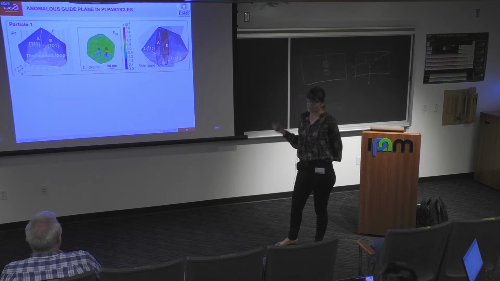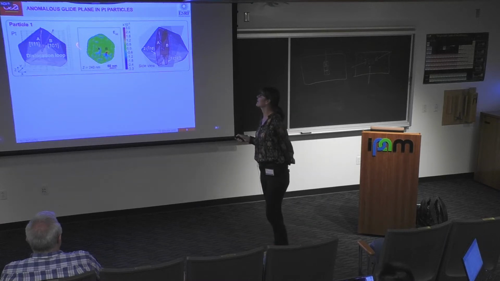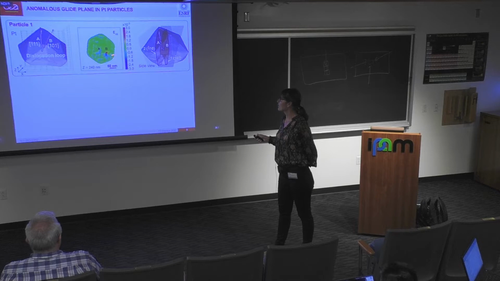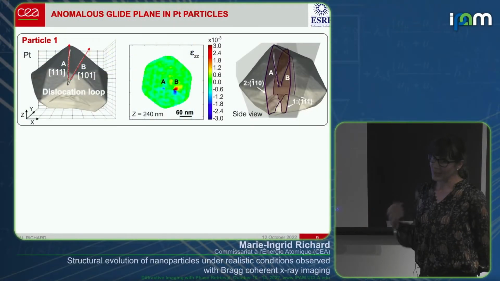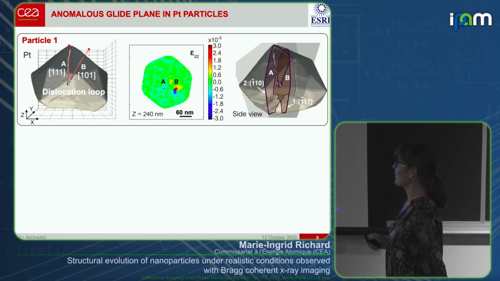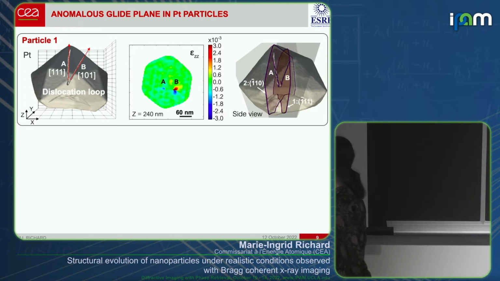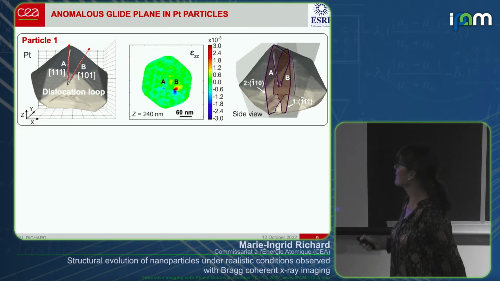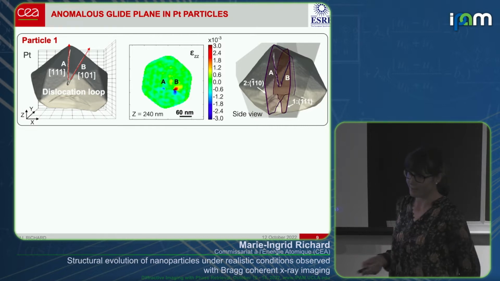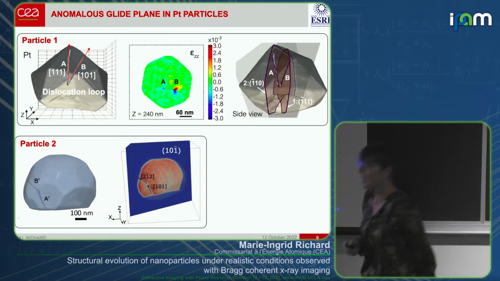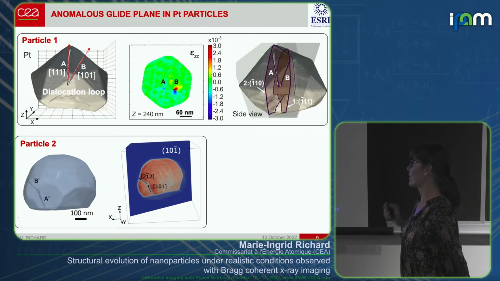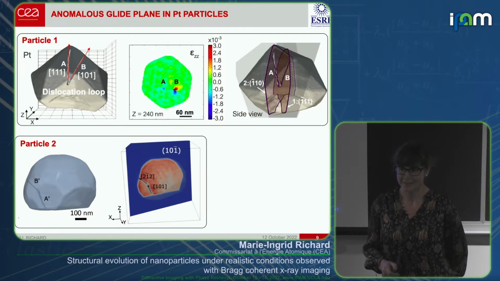But most of the time phase unwrapping works, so we can get the strain around the different segments of the dislocation. And here again it was quite interesting because it's a platinum particle. What we observe is that one segment of the dislocation lies in a 110 plane. We measured another platinum particle, and the dislocation also lies in a 110 plane.